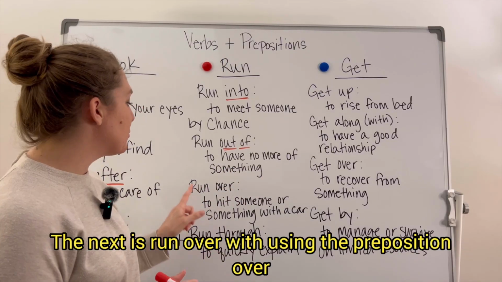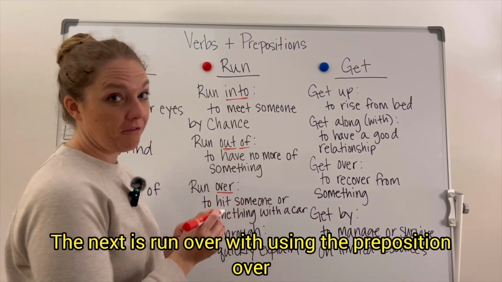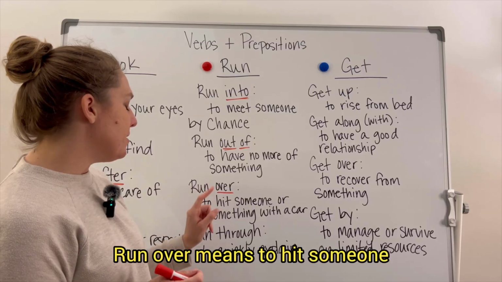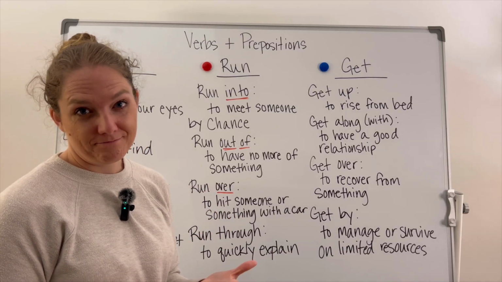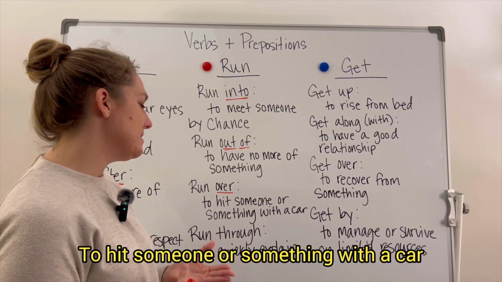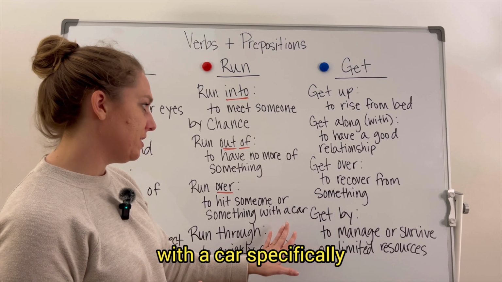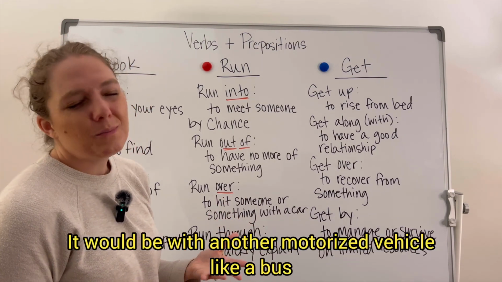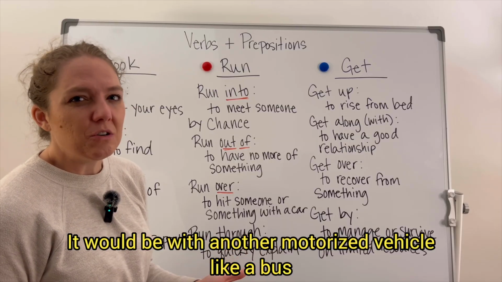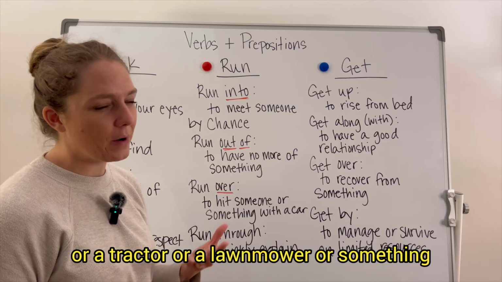The next is run over with using the preposition over. Run over means to hit someone or something with a car. To hit someone or something with a car. And this is important, with a car specifically. We don't use run over really with anything else. It would be with another motorized vehicle like a bus or a tractor or a lawnmower or something.